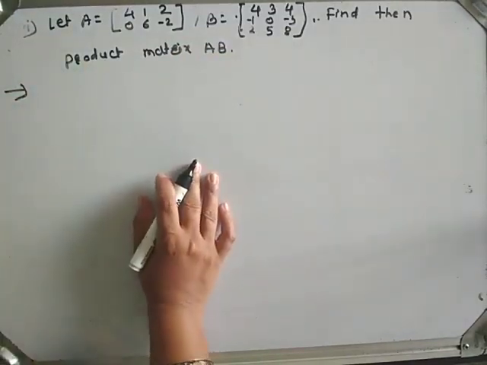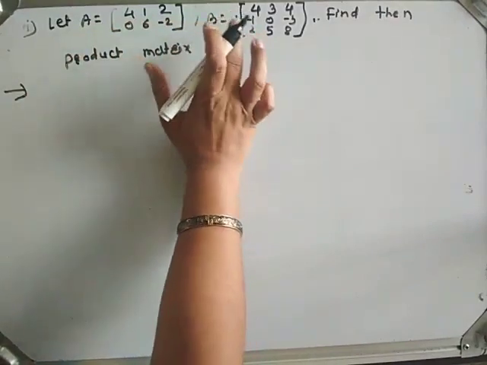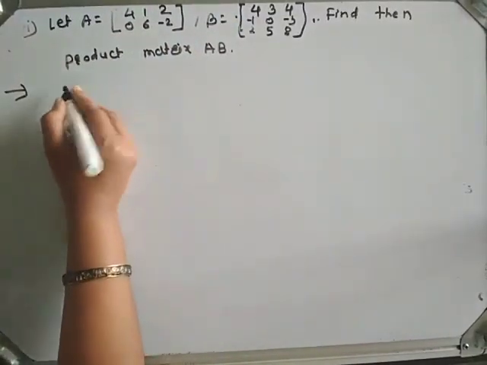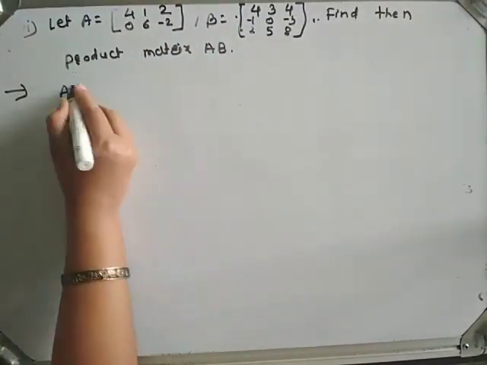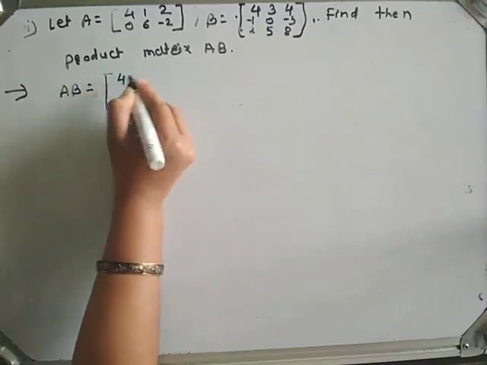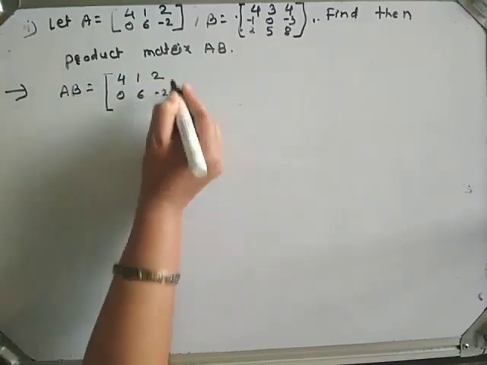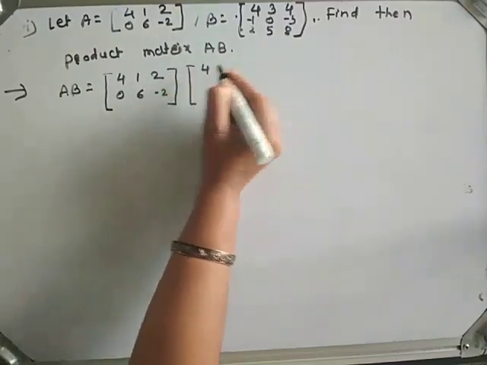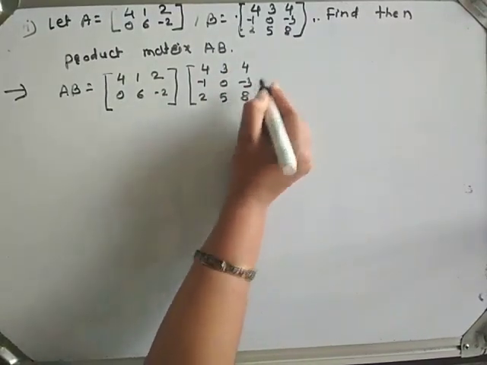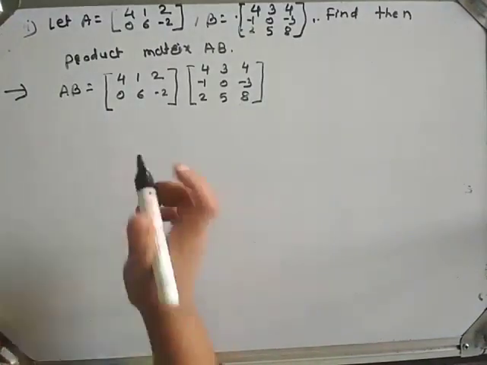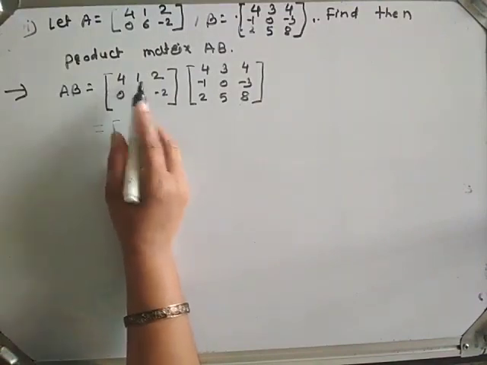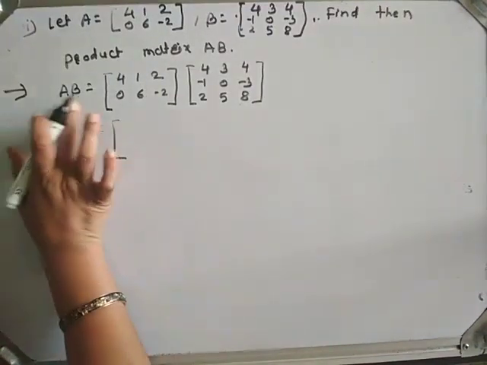Solution. In this problem, we have to multiply matrix A into matrix B. A into B is equals to matrix A, which is 4 1 2 0 6 minus 2, into matrix B, which is 4 3 4 minus 1 0 minus 3 2 5 8, which is equals to, here we have to find the 1/1 entry of AB.